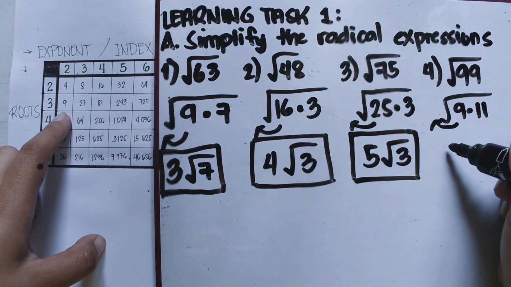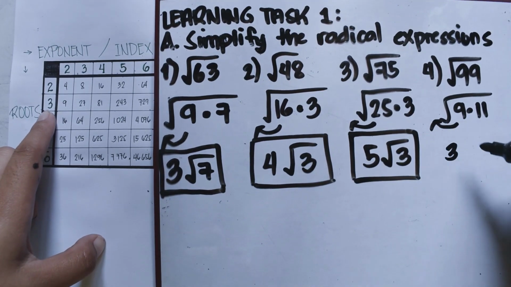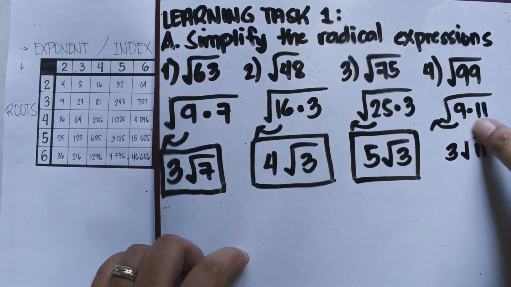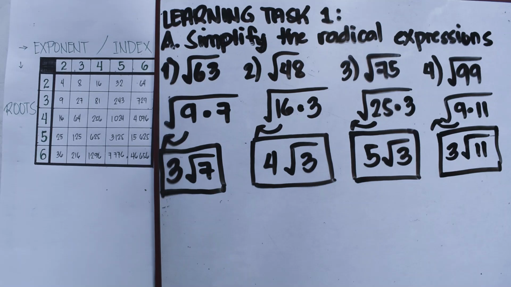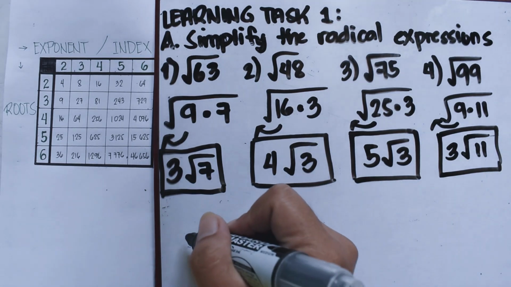So, pag nilabas natin siya, anong kanyang root? We have 3. So, we have 3 square root of 11 po. Nakuha. So, this will be your final answer na rin sa number 4. So, dali lang, no? Okay, so number 5 na po tayo. Dito na lang lagay number 5 sa baba.